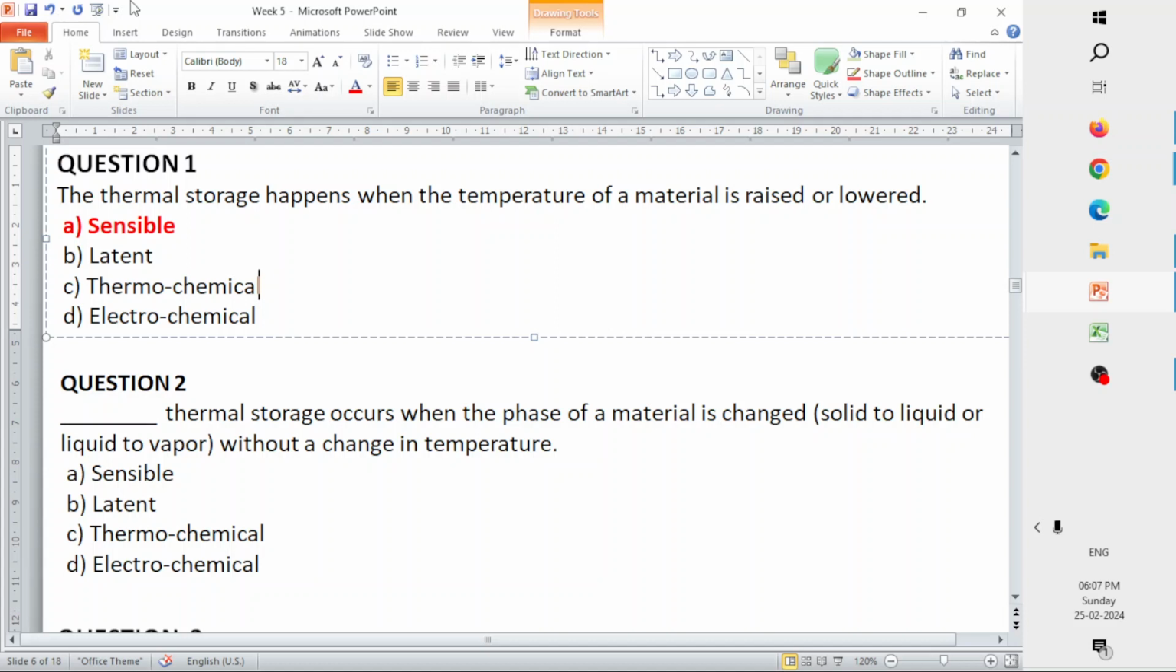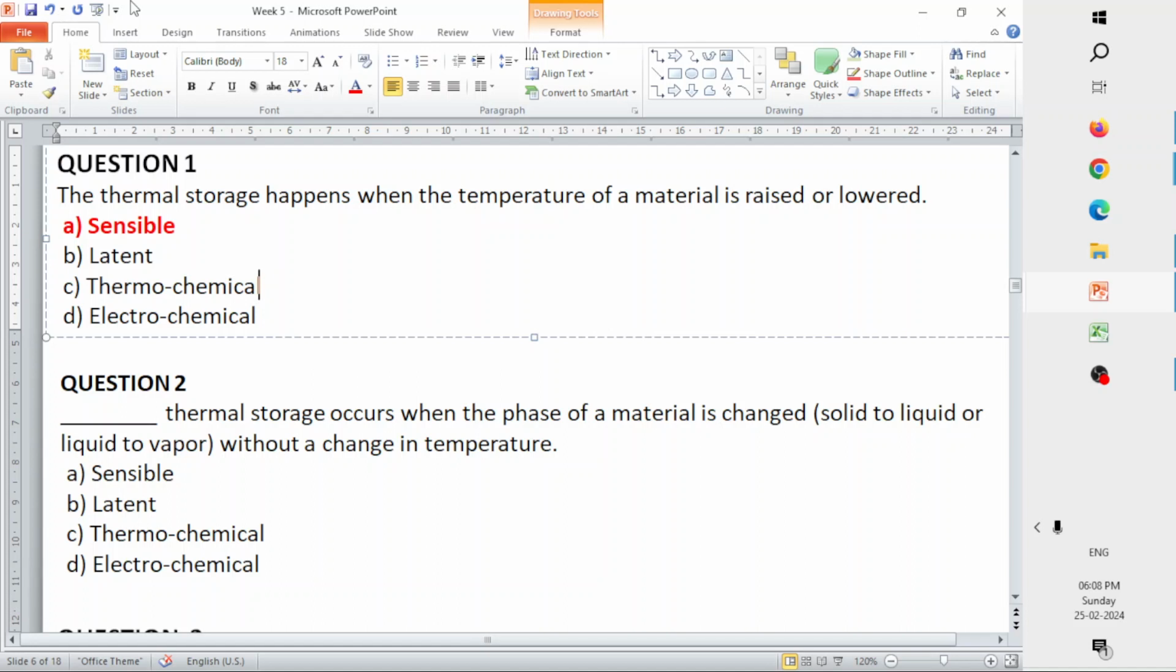Sensible heat is when the temperature is raised or lowered. So you need to either increase or decrease your temperature to get the sensible heat. The last one is the latent heat. As I said previously also, latent heat is a thermal energy storage which occurs when there is a phase change in the material without a change in temperature.